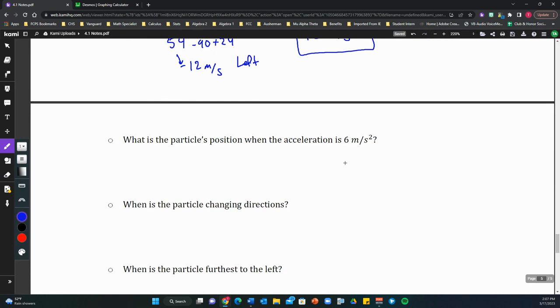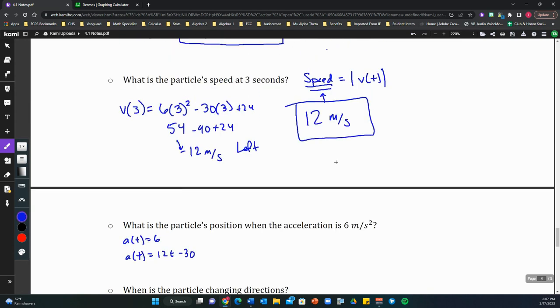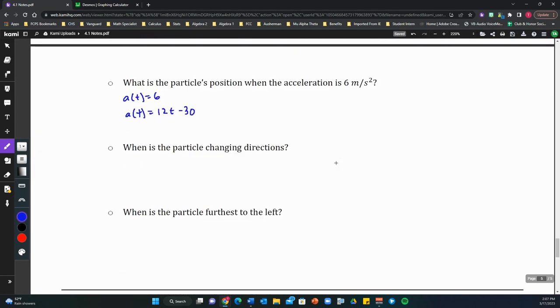All right, next one. Particle's position when the acceleration is 6 meters per second squared. So that one's tricky. So first I need to figure out where does a of t equal 6. So a of t, again, was equal to 12t minus 30. If I remember correctly, yep. So we need to set that guy equal to 6. So if I set that equal to 6, add 30, divide by 12, we get t equals 3.